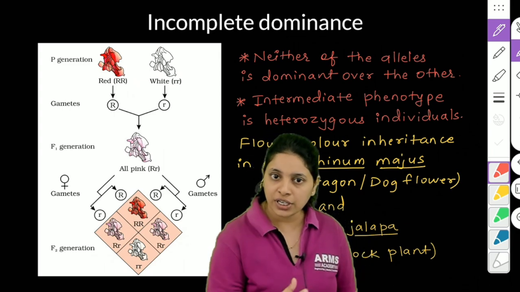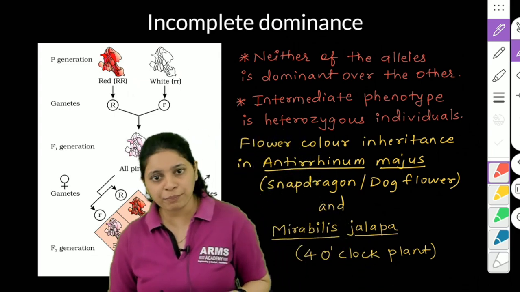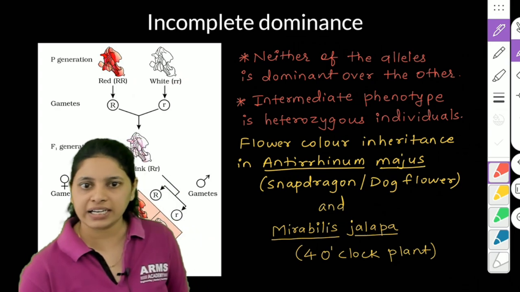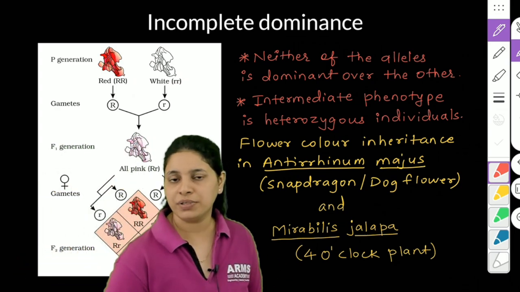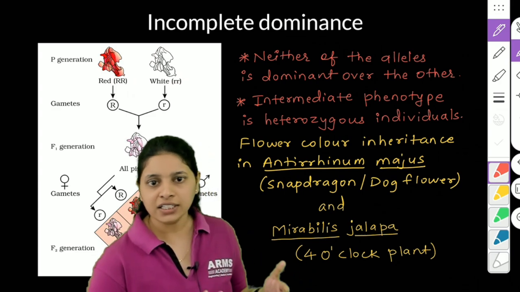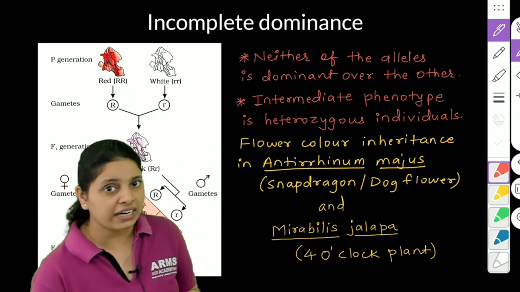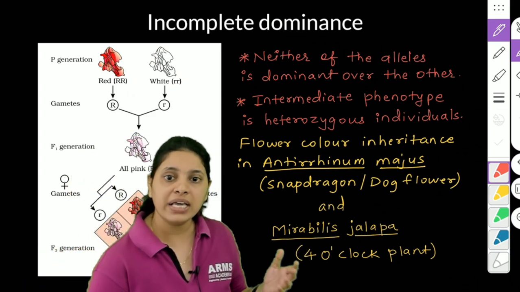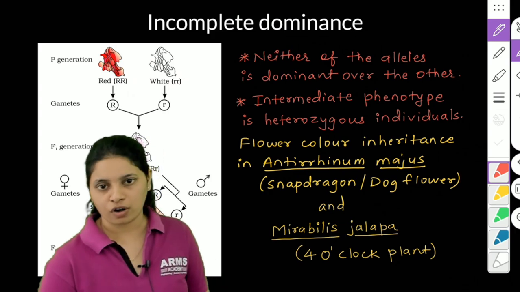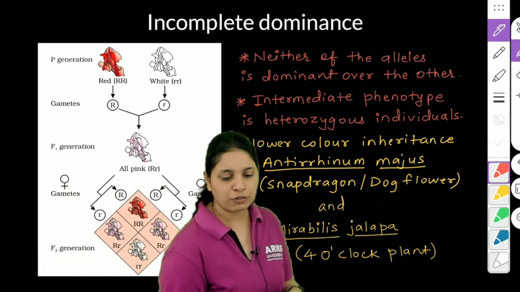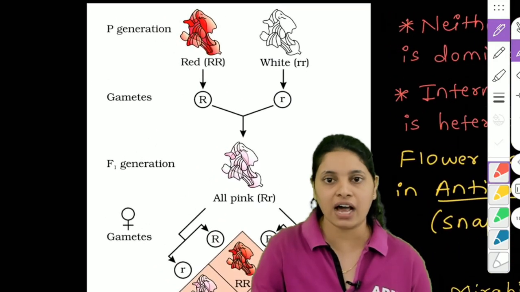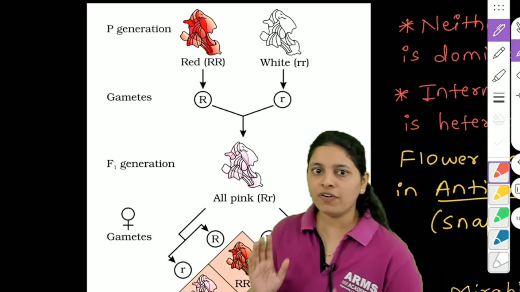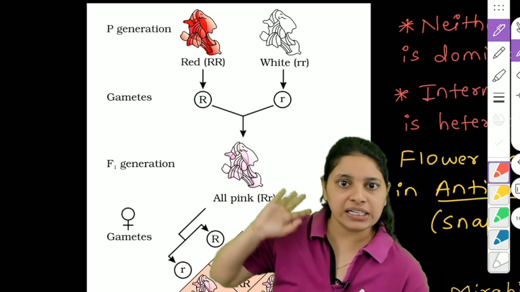To study this, we take an example, that is flower color inheritance in Antirrhinum majus, that is the snapdragon plant, or simply known as the dog flower plant. The same example of flower color inheritance can be applied to Mirabilis jalapa, that is the 4 o'clock plant. Let's see the cross. Now the basic steps in the cross are the same as we studied in the garden pea plant. So first we start with the parental generation.